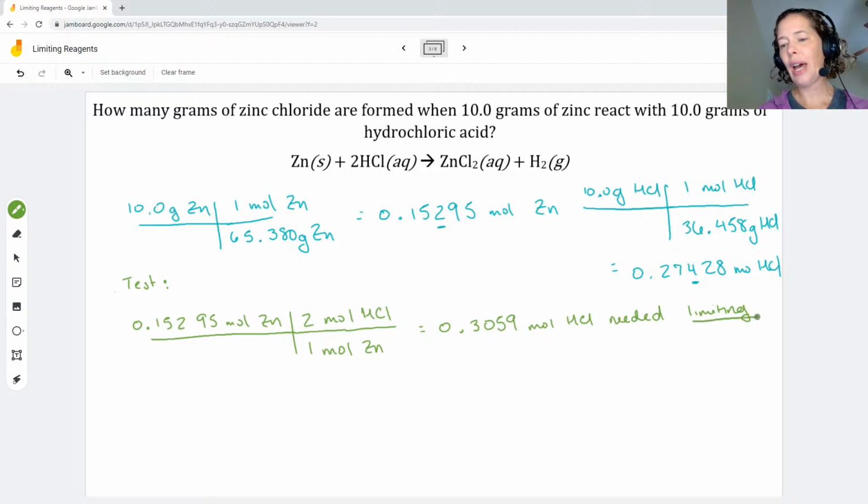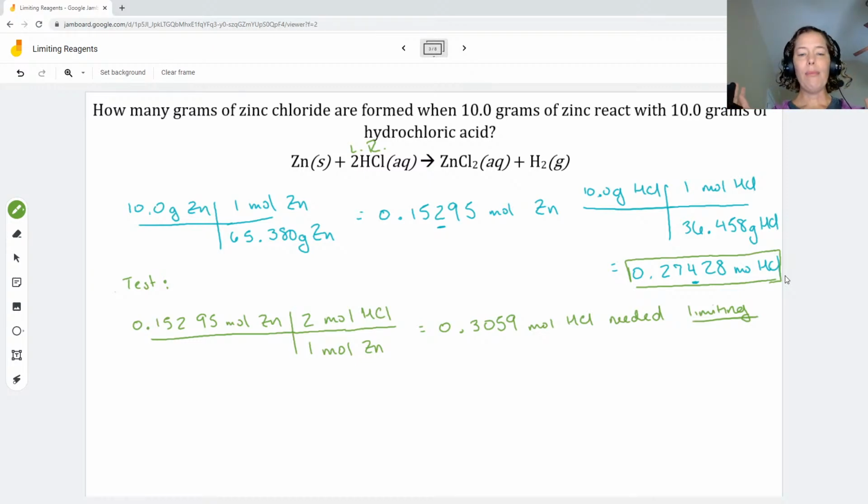I don't have enough. So especially when you're first starting limiting reagents, label, label, label. So I'm going to label my hydrochloric acid up here as LR, limiting reagent. And I like to put a box around it as well, or a circle or star or something to say, this is your limiting reagent. Because moving forward to predict products or to predict excess, we need to always start with our limiting reagent.